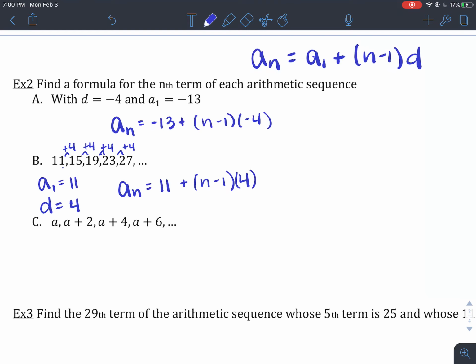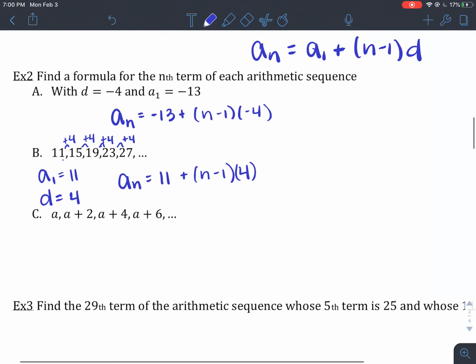Now, our third example here is potentially a little more confusing because of the choice of variables. This a is just representing any variable. It is not a particular a sub, it's not a term. So let's hope that doesn't confuse us too much. But again, we start with a sub 1, our first term, which is just a.